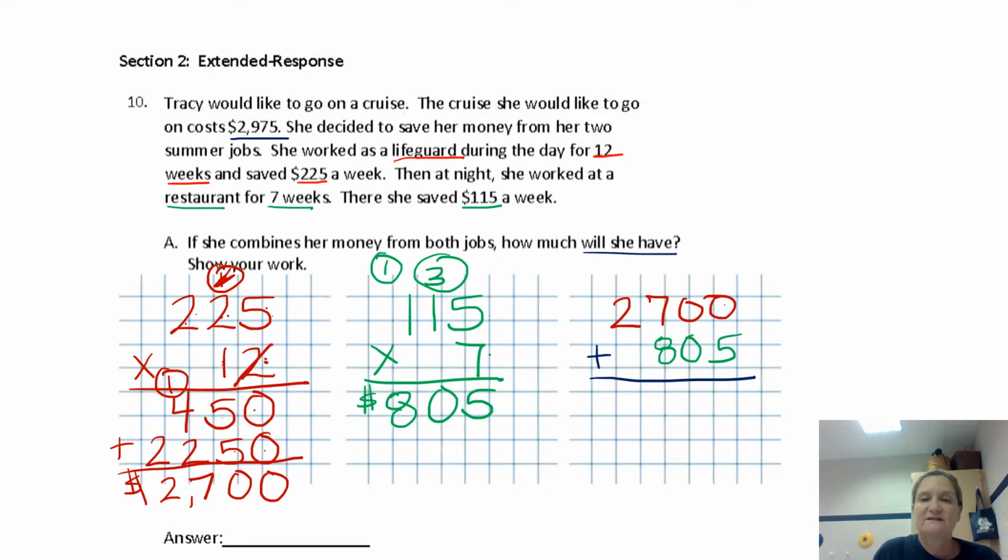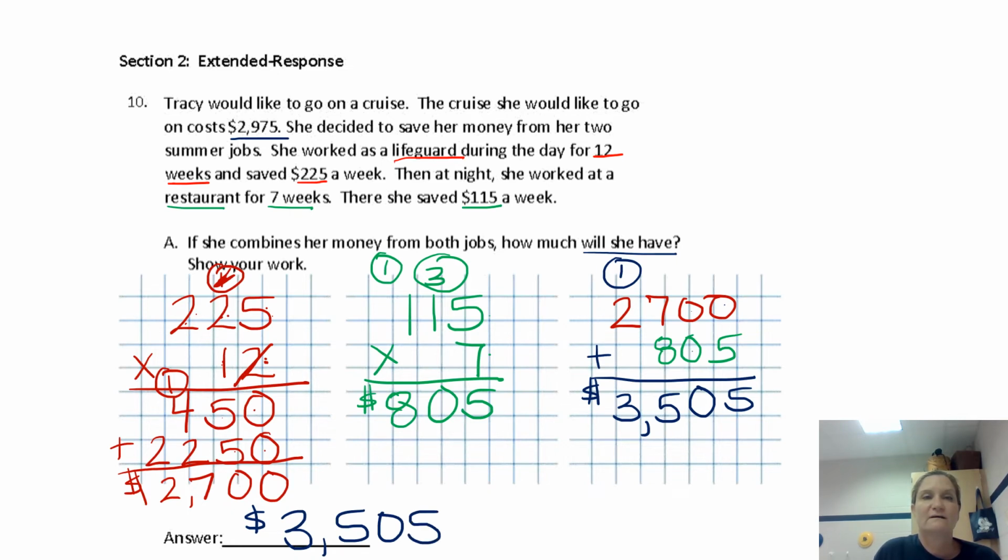Zero plus 5 is 5. 0 plus 0 is 0. 7 plus 8 is 15, carry the 1. 2 plus 1 is 3. So she has $3,505. Write it down here, $3,505.